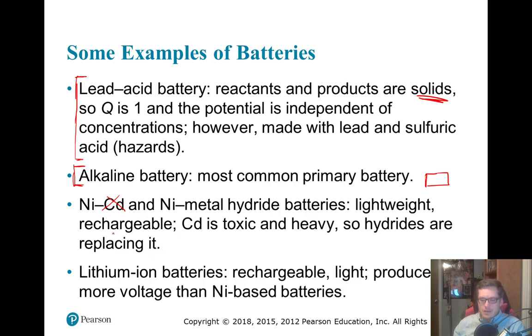Lithium ion batteries, these are used primarily in electronics. They're a little more expensive, but they can last a long time. They can be recharged a lot, and they produce a lot more consistent and long-term voltage than the nickel-based batteries.